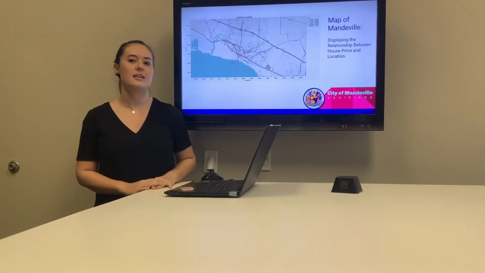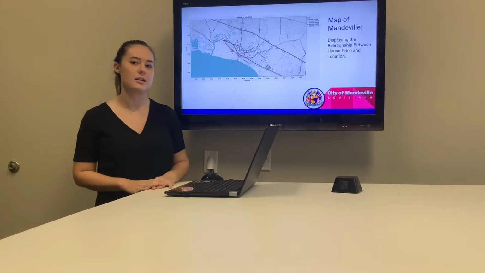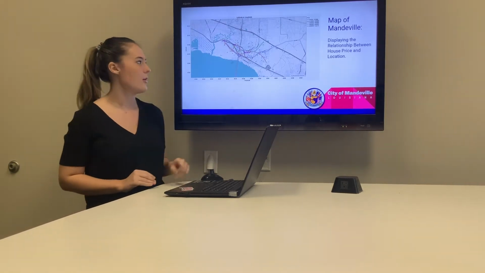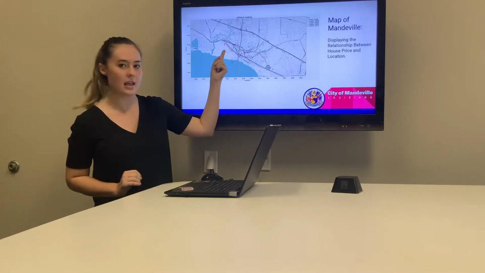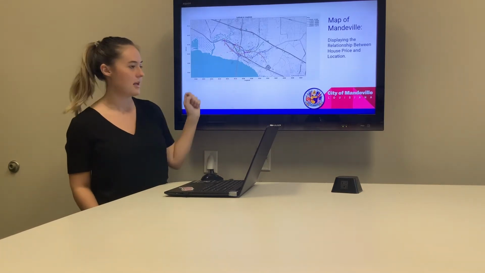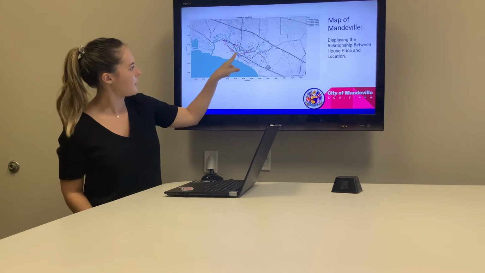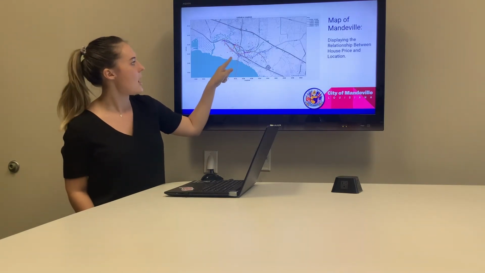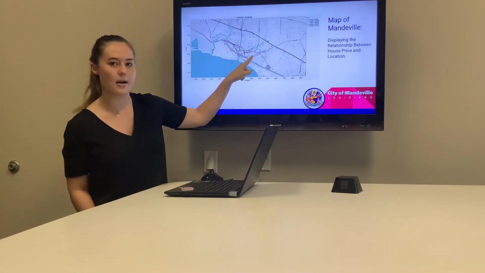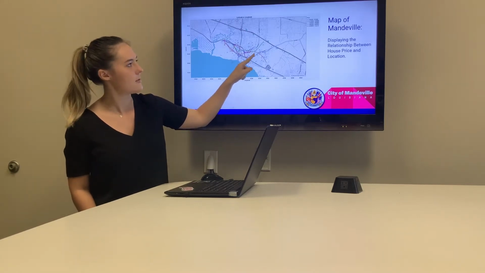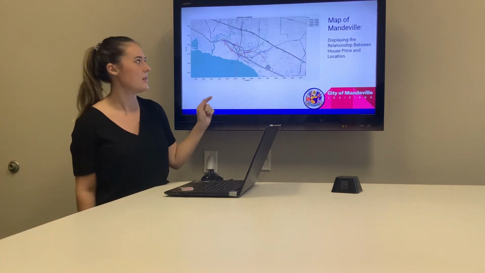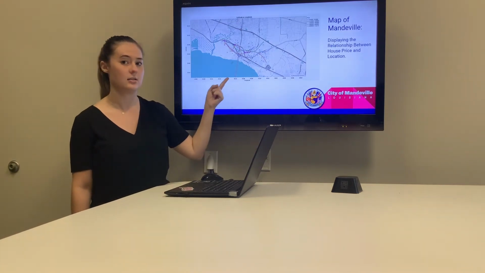Hi, I'm Cameron, and I'm going to talk to you about the trends of housing prices we can test on the map. So as you can see, these lines represent the trends of housing prices in Mandeville, Louisiana. The orange line here depicts the most expensive homes, and the blue line here depicts the least expensive homes that we collected. You can see that we have a few outliers that would affect these linear trends.